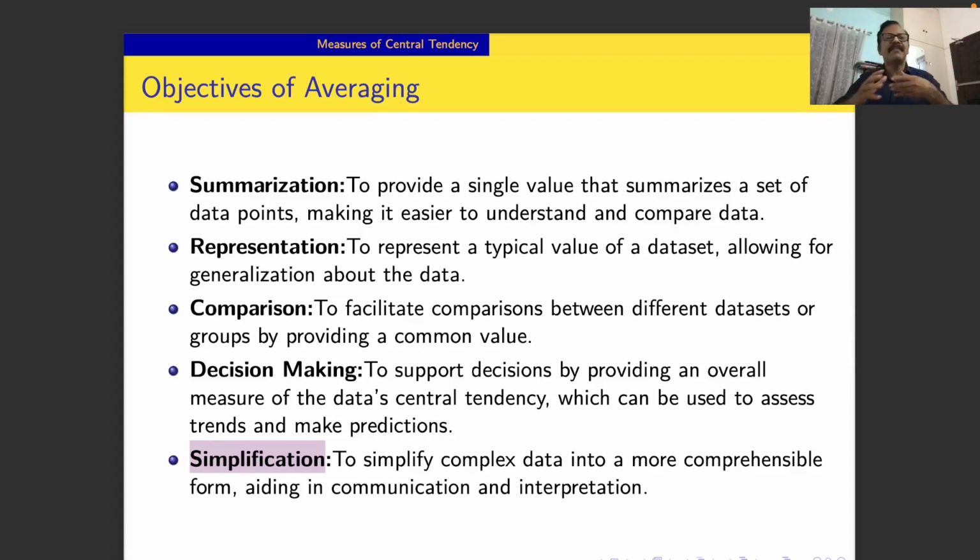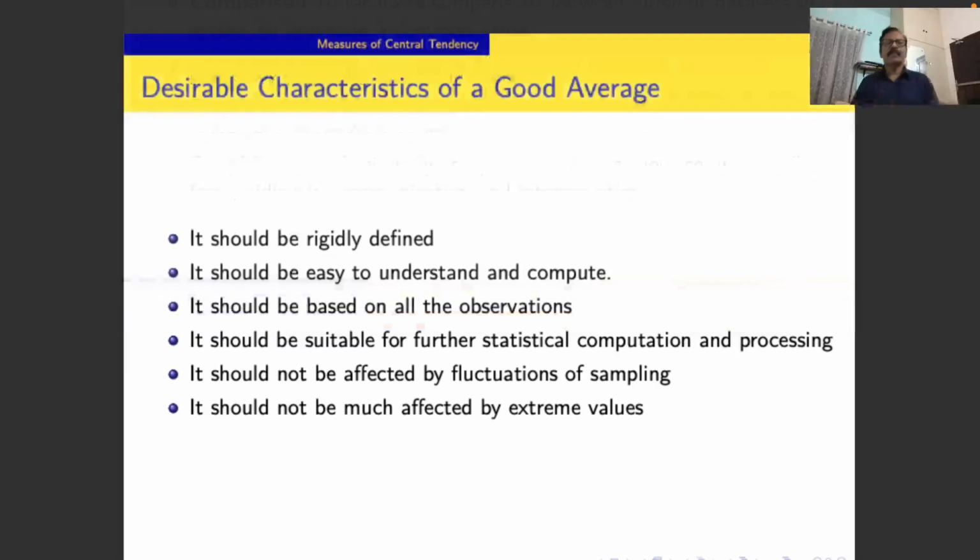behind obtaining an average. Now we have to think of, once we have an average, whether it is a good average or not. What are the characteristics that should be satisfied by a good average? The desirable properties of an ideal average or a good average are: one, it should be rigidly defined. This is important. Second, it should be easy to understand and compute.